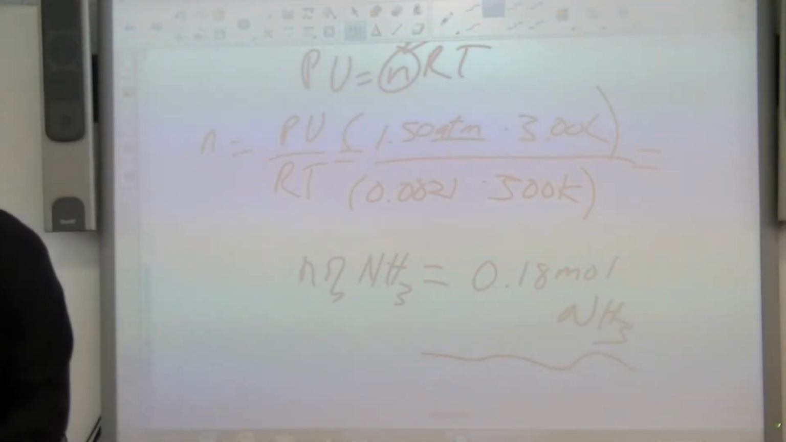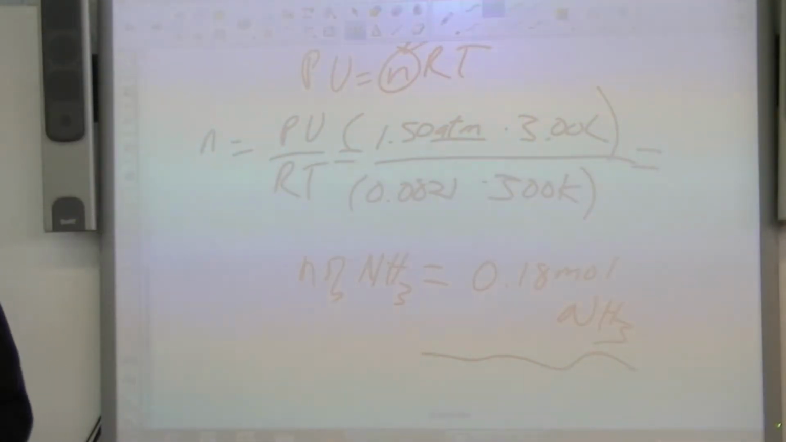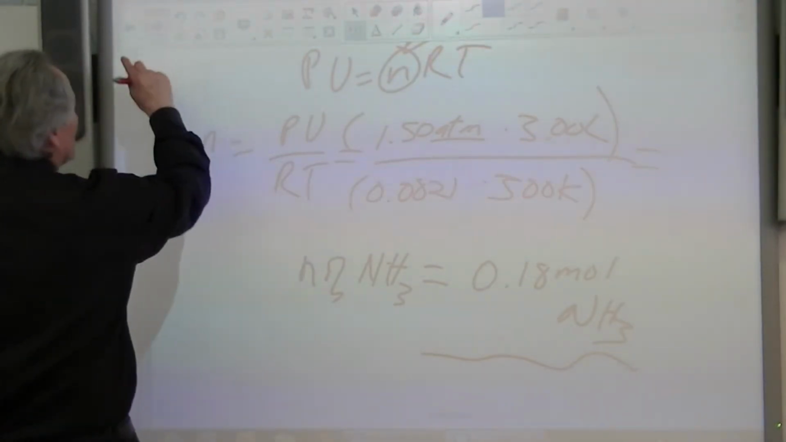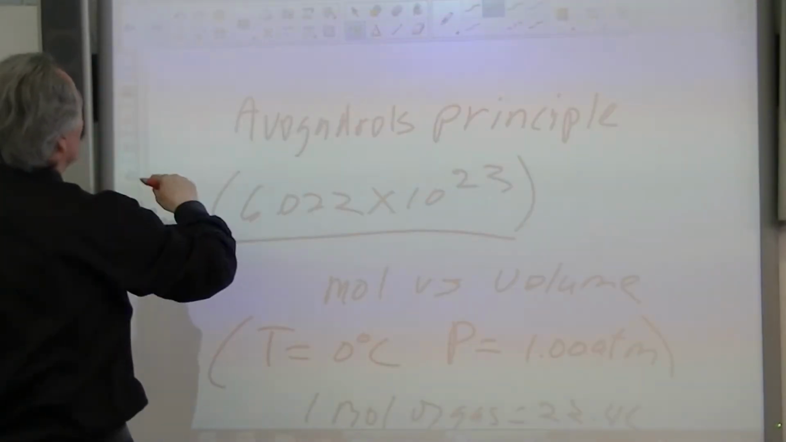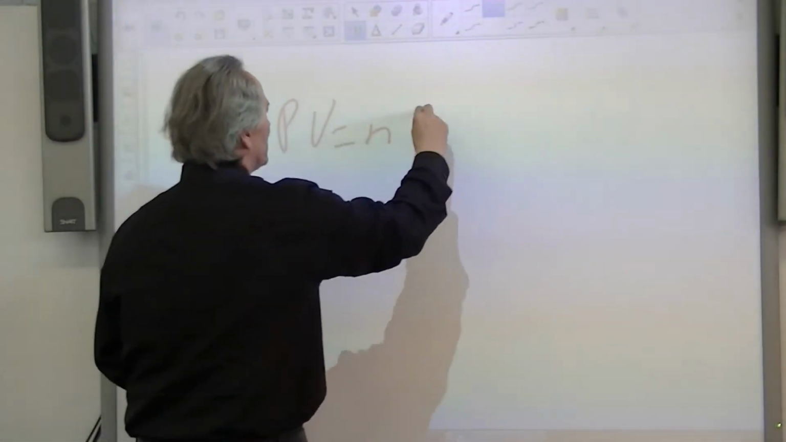Well, let's go ahead and move forward. Let's talk a little bit about the ideal gas law, and let's move this just a little to make some room for us. Let me rewrite it. PV equals nRT.